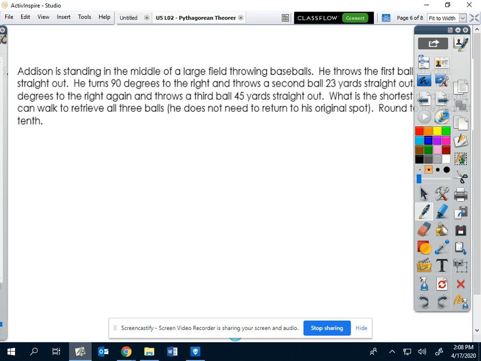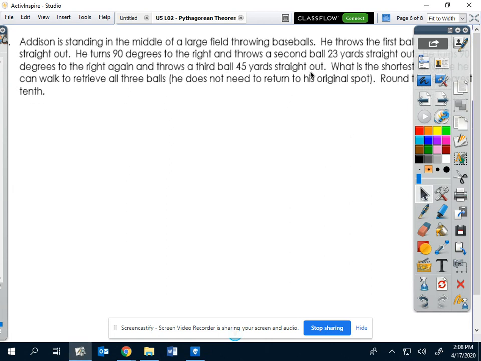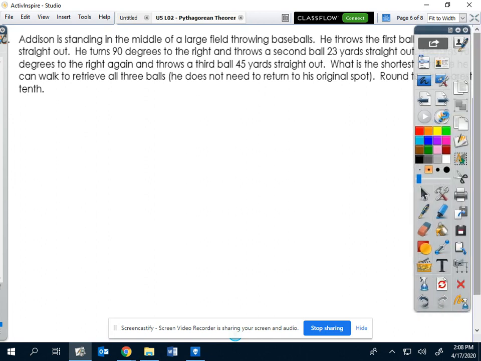For our next question, it's really important that we follow this visually here. Addison is standing in the middle of a really large field, and he's throwing a baseball in a few different directions. So the very first thing, like we did on that previous question, is I would drop a point right here somewhere in the middle, okay?